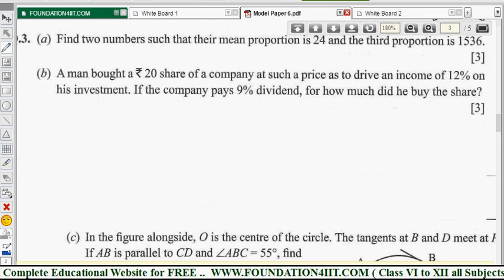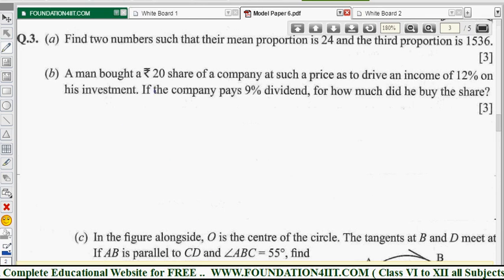Let us take this question. A man bought rupees 50 shares of a company at such a price as to derive an income of 12% on his investment. That is, rupees 20 is the nominal value, market value we don't know, and 12% on his investment. If the company pays 9% dividend, for how much did he buy the share? So the market value you need to find out, right? Now let's take this data.